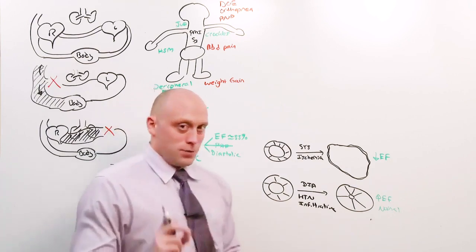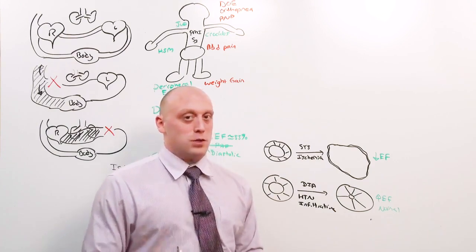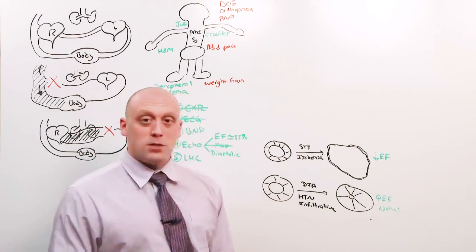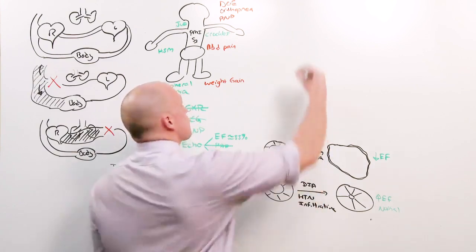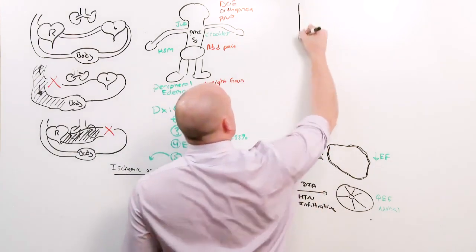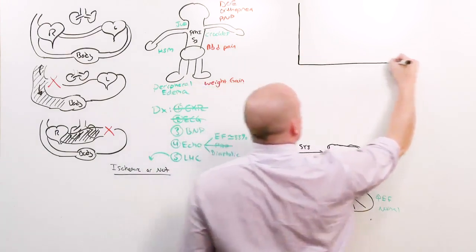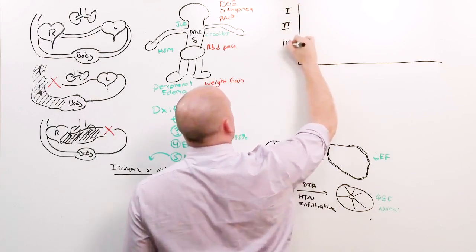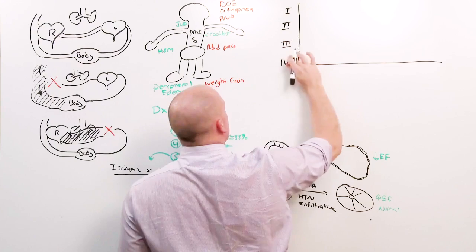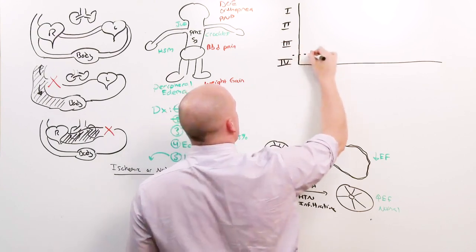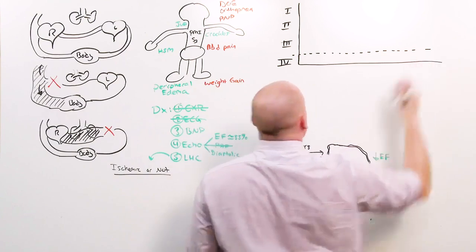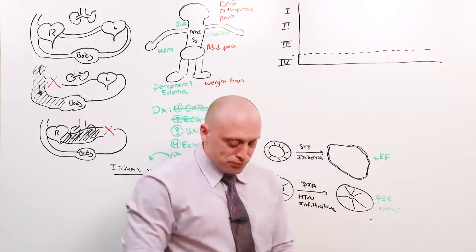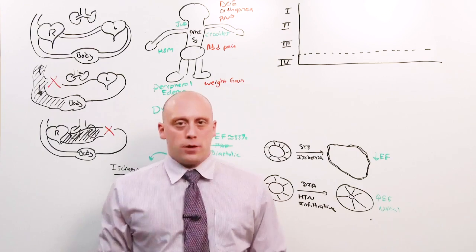You do not have to know the New York Heart Association classes for your test, but I'm going to talk about them briefly because they're not that hard to memorize. The treatment of someone chronically with heart failure is going to be based on the New York Heart Association class, and there are 4. This is how you remember it. All these patients have heart failure.